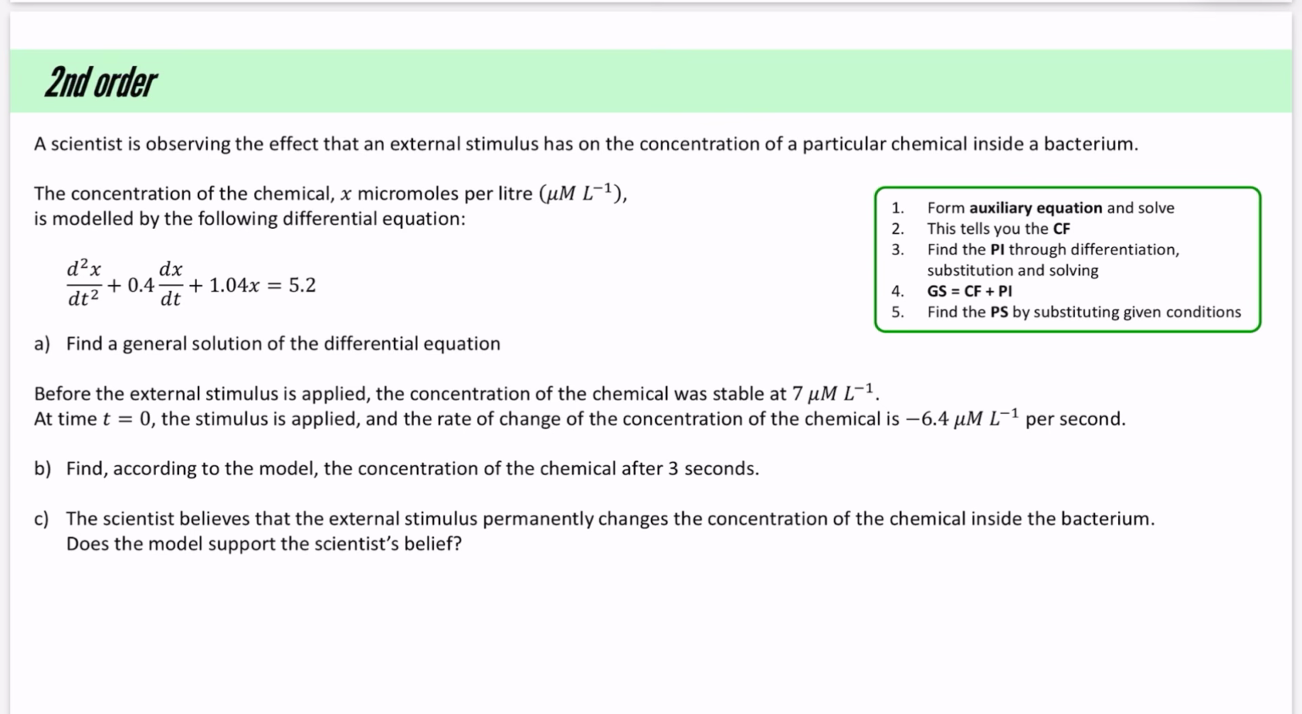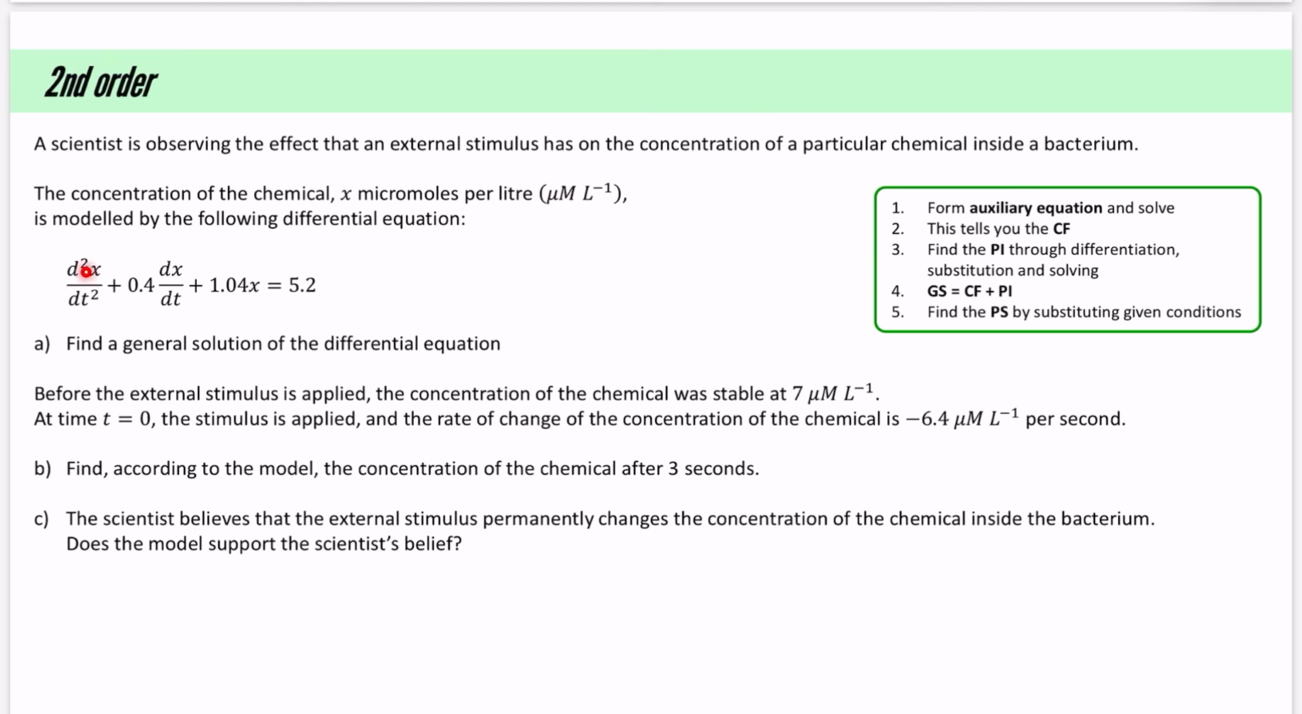So it was kind of hard coming up with these questions myself. I do write these questions myself. This one says, a scientist is observing the effect that an external stimulus has on the concentration of a particular chemical inside a bacterium, the singular of bacteria. The concentration of the chemical, X micromoles per litre, that's just the way that you write micromoles per litre, is modelled by the following differential equation.